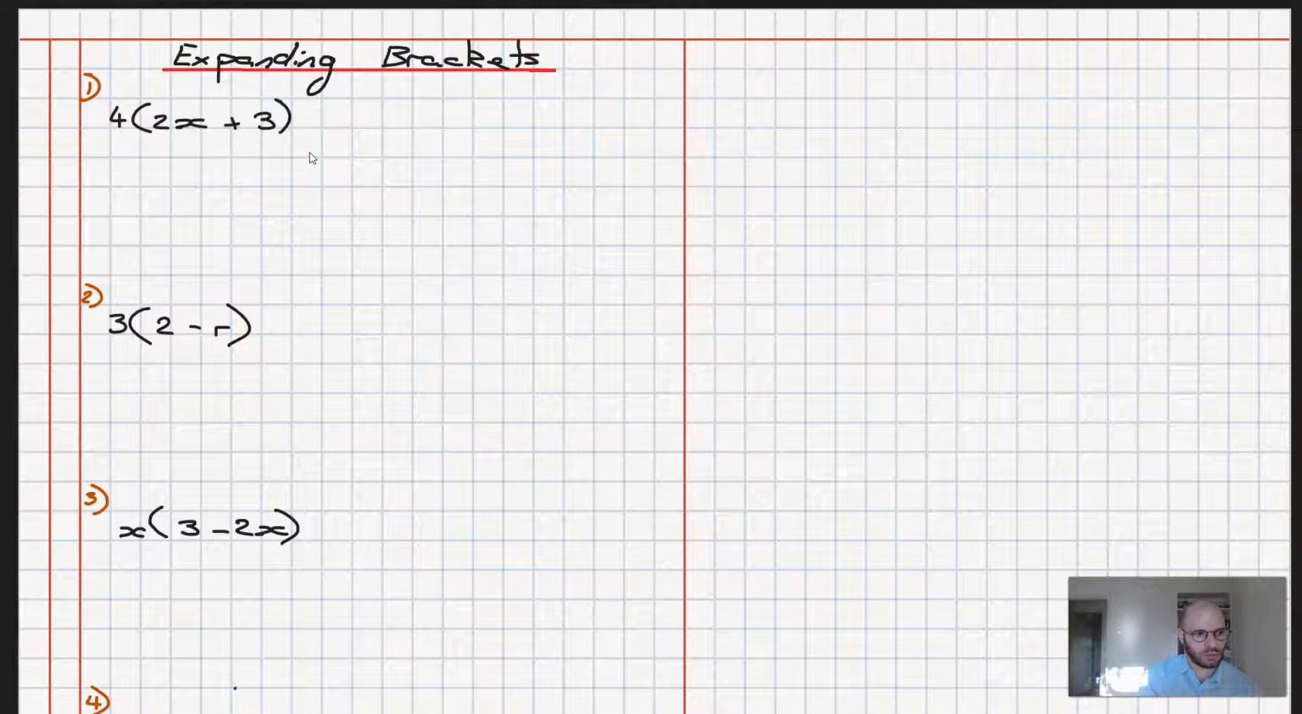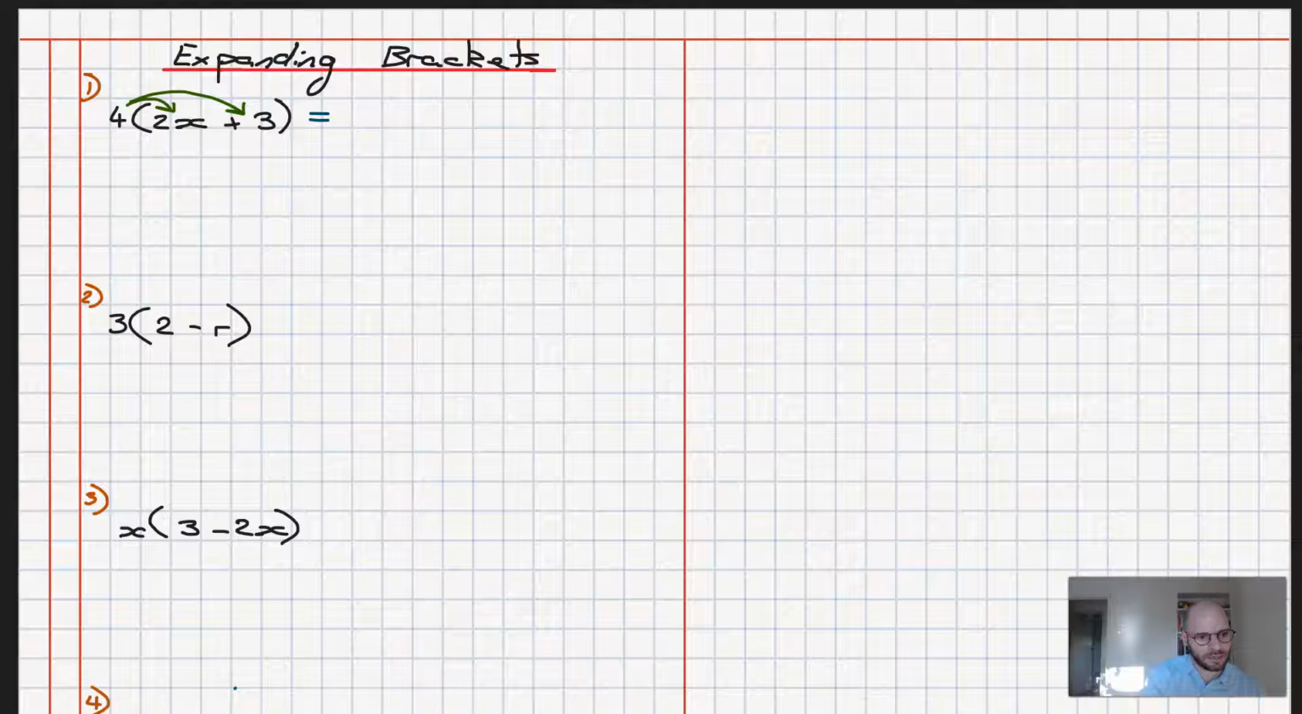Looking at example 1, we have 4 multiplied by 2x plus 3. So I've got this number and we're going to multiply it with the contents of this bracket. The way in which we're going to do this is we're going to break this bracket into 2 smaller brackets and then multiply it with the 4. So what that's going to look like is the 4 is going to multiply with the 2x, then it's going to multiply with the 3.